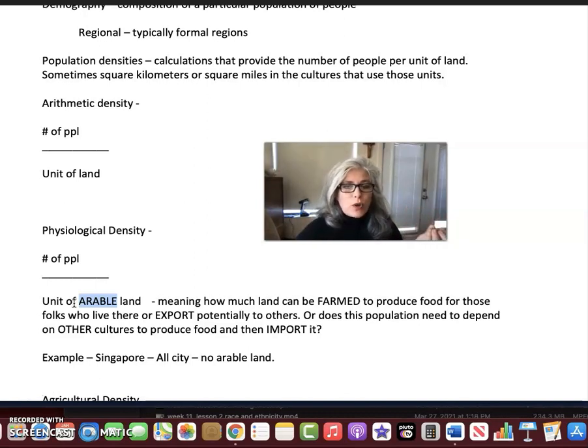Are these folks going to be able to be economically independent of other regions, or is there a lot of trade going on, movement of food in this case, whatever kind of foodstuffs is necessary to support this population of people? And so you can look at dependence or interdependence with other regions based on the amount of arable land that's available in a population.